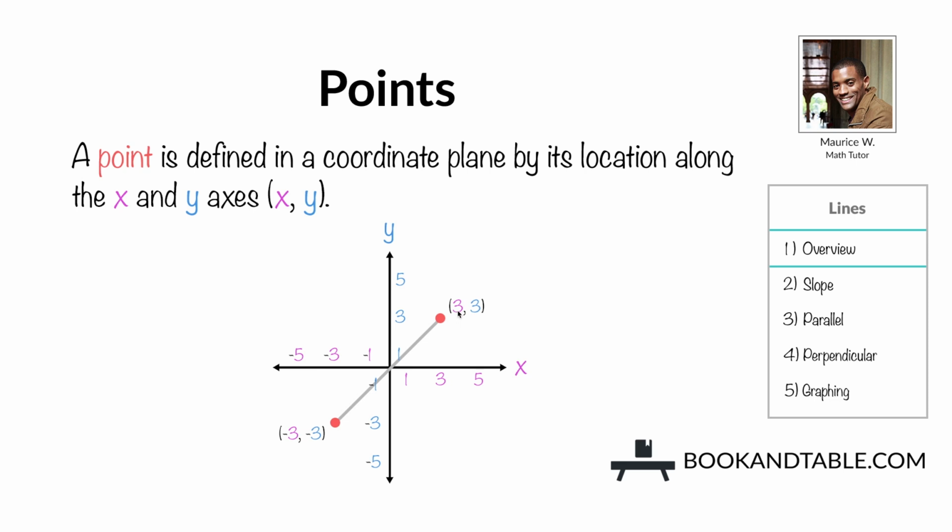This first 3 represents the x value, which is this number. The second number represents our y value, which is here. So this point is positive 3 along the x-axis and positive 3 along the y-axis. Hence the coordinate 3, 3. Now, how do we know that these are positive?